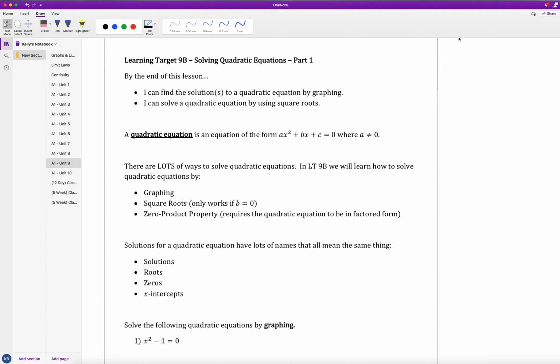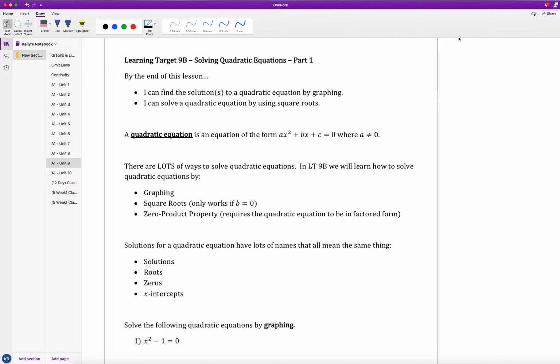Continuing on with Unit 9, this is Learning Target 9B, Solving Quadratic Equations, Part 1. So in Learning Target 9B, we're going to learn how to solve quadratic equations using 3 different methods, and then in Learning Target 9C, we're going to continue learning other methods on how to solve quadratic equations.